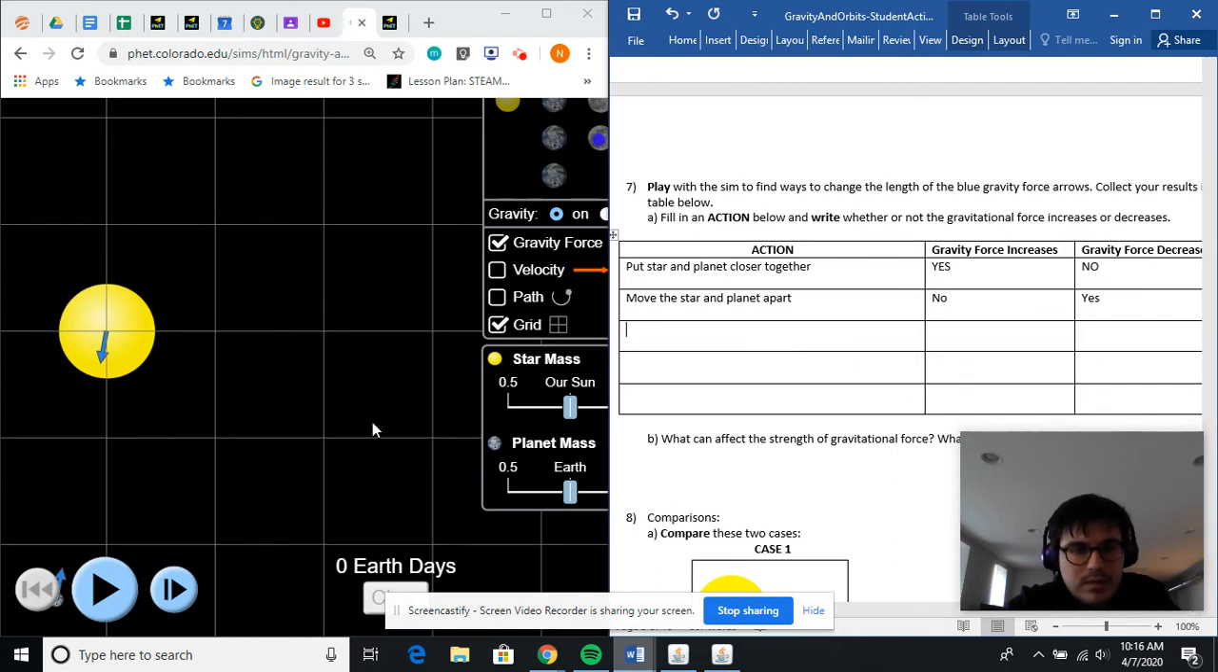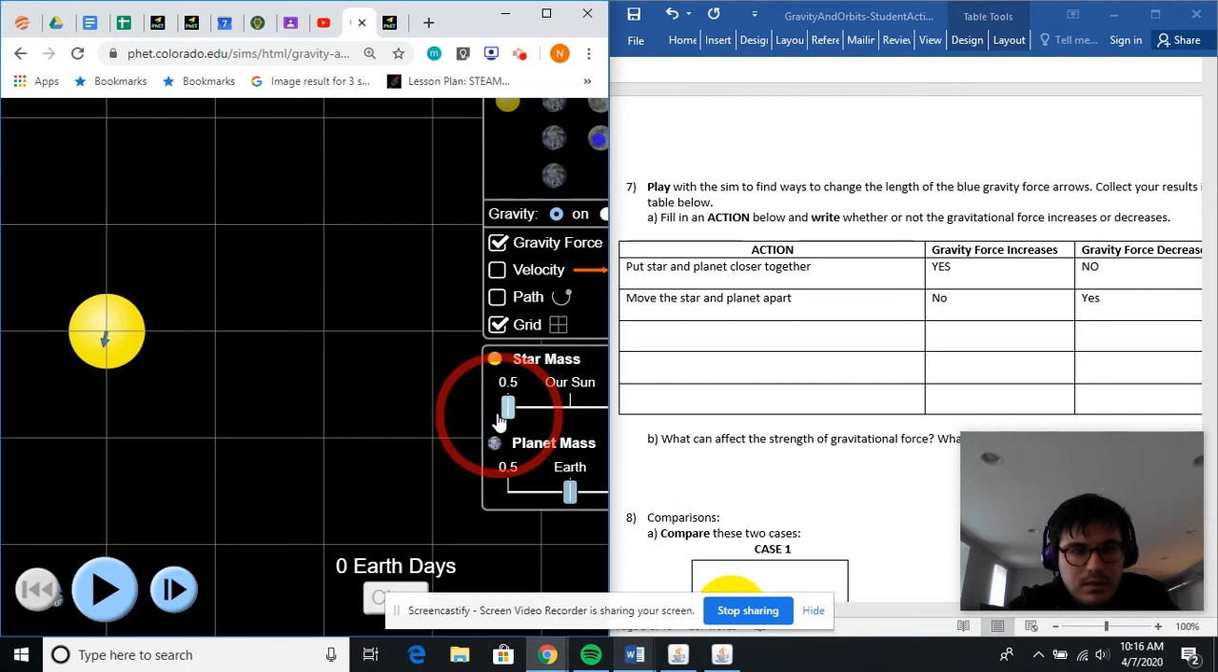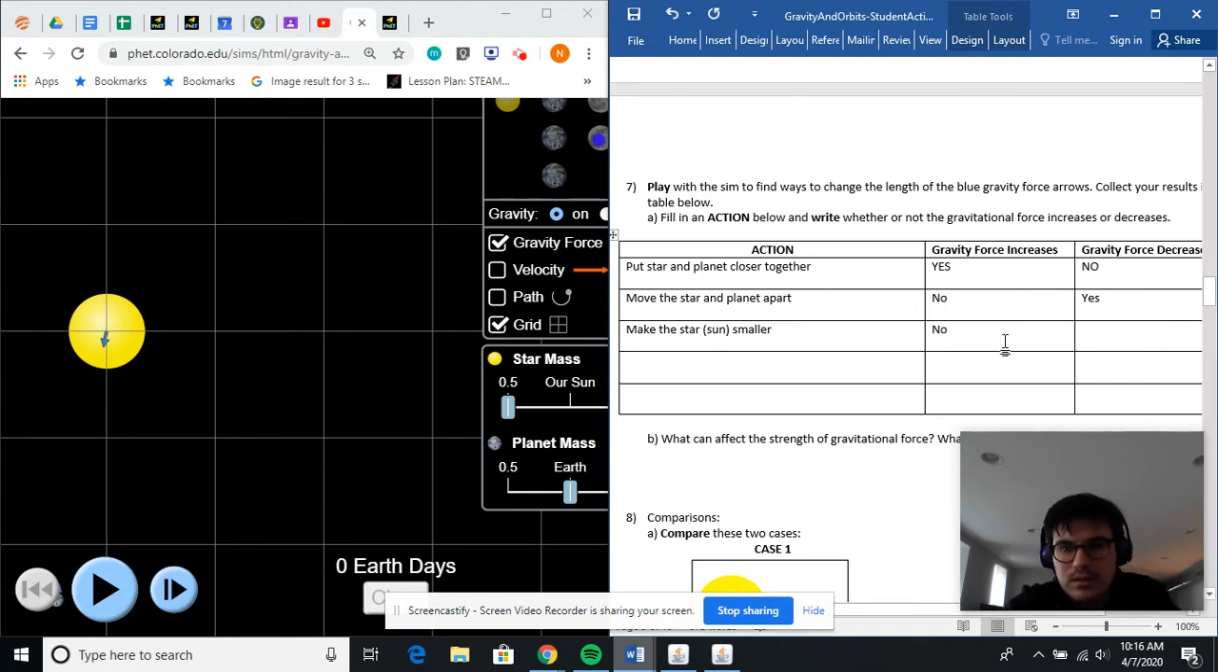What else can we do? Let's check out here. What if I make the Sun smaller? What happened to the arrow? Well, it got smaller. So gravity did not increase, it decreased.